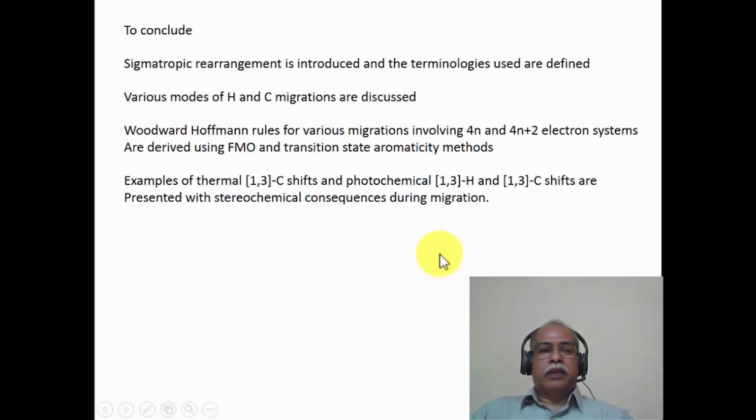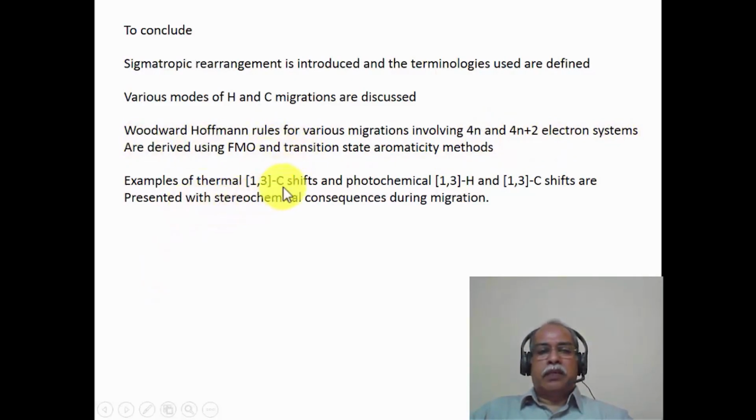So let us conclude this particular module. What we have seen is that the sigmatropic rearrangement is introduced in this module, and the terminologies used are defined in this module. Various modes of carbon and hydrogen migration are discussed. Woodward-Hoffmann rules were derived using the frontier molecular orbital method as well as the transition state aromaticity method for the 4n and 4n plus 2 electron systems which undergo the sigmatropic migration.